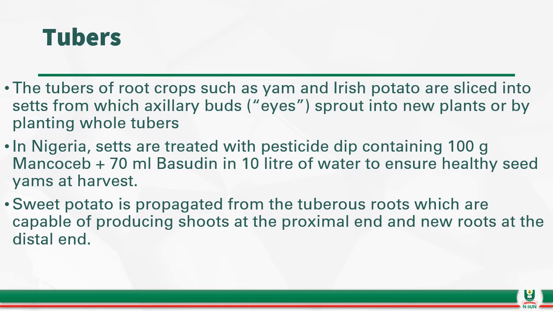Also, the potato is propagated from roots. It can be propagated from vines as well. So they are capable of producing shoots at the proximal end and new roots at the distal end. So that's an advantage of this vegetable. You can either propagate it by its vines or by the tuber.